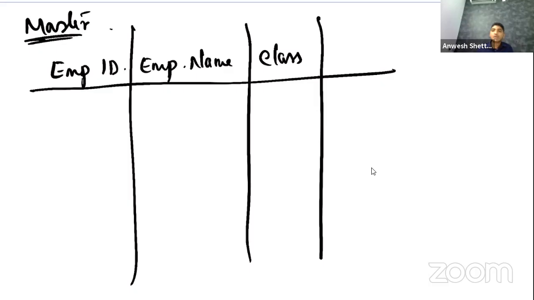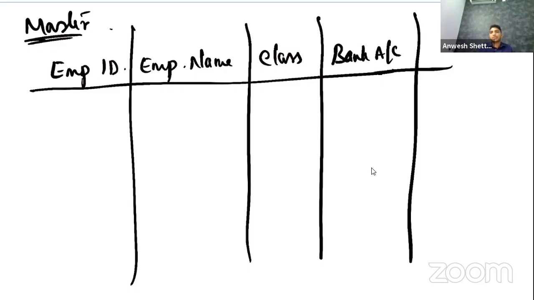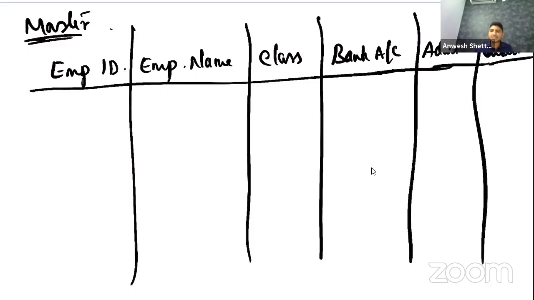Then what are the other details that I can add? Maybe his bank account number, so that at the end of the month salary will be paid to this bank account number. Then I may have the address of the employee, or contact details of the employee. So all these details are relatively permanent, not always permanent. Can an employee change the bank account number? Yes, he may. He may say, okay, I won't use HDFC anymore, I'll use ICICI Bank. So this can always happen.